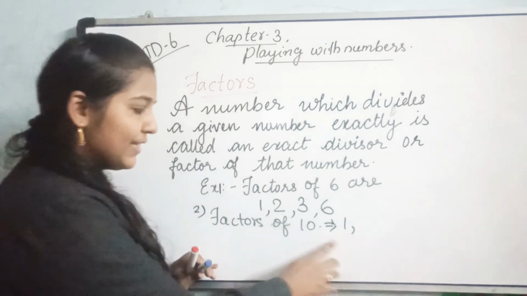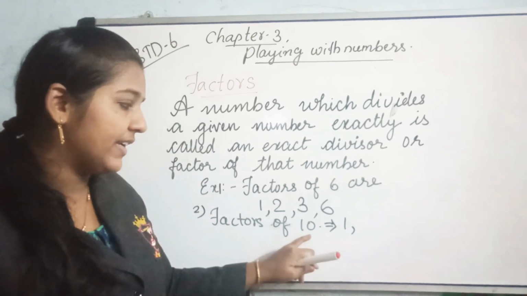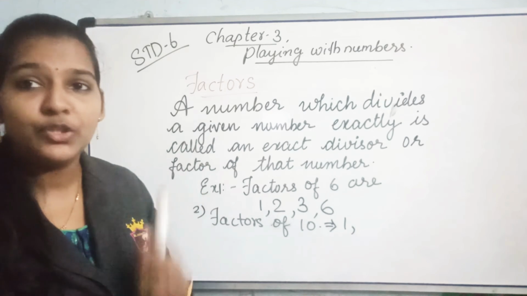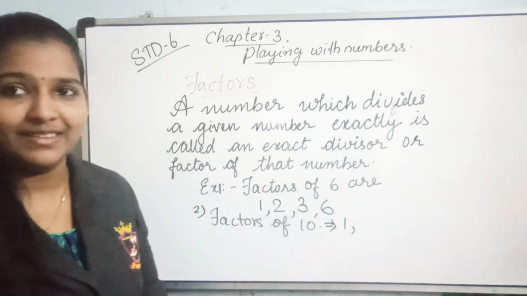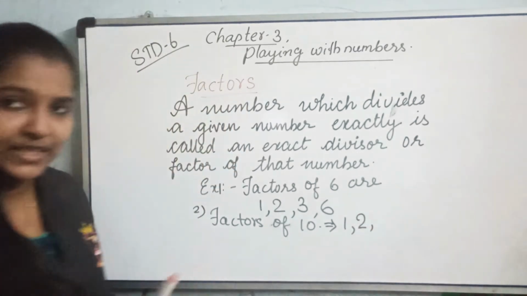So 1 is a factor of 10 also. Now you check which number can divide 10 exactly. That is 2. You check, in 2's table we will get 10, isn't it? 5 2's are 10, right? So 2 is the next factor.